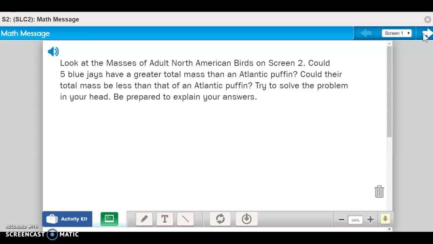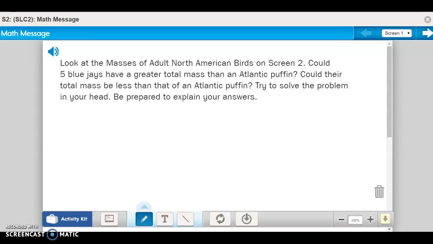But what if those blue jays were smaller? What if it was on the lower end of the range, 70 grams, instead of 100 like we did the first time? So the mass of 5 blue jays could be 350 grams. 5 times 70 equals 350. So 5 small blue jays could have less mass than the Atlantic puffin of 400 grams.